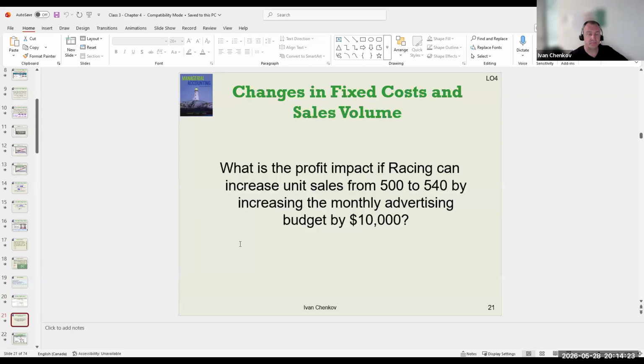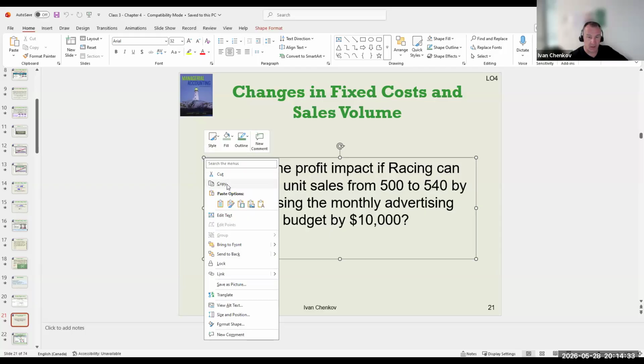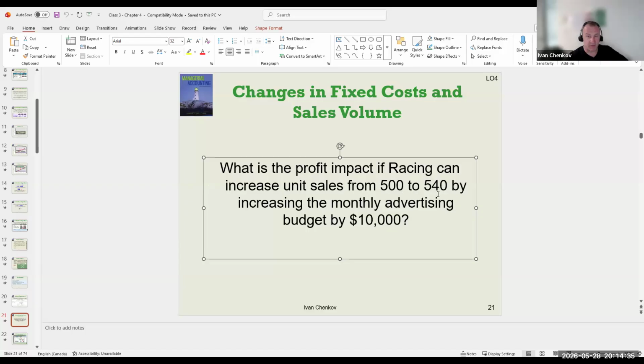Let's bring the question. What is the profit impact for this company if it increases unit sales from 500 to 540 by increasing the monthly advertising budget by $10,000? Now let's see what's going to happen with this company if they do that. Let me see the original scenario of this company. I believe this is the one. Okay, let's flip it here, and let's create a new worksheet with the same information.